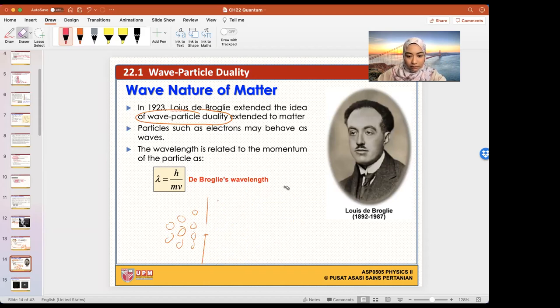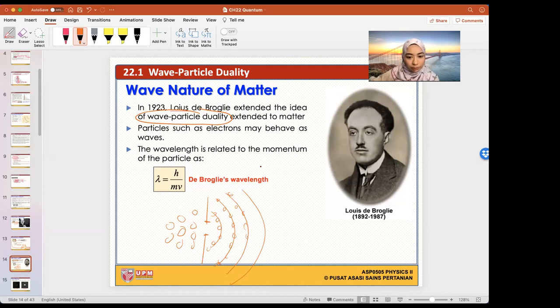Okay, so let me redraw this. So many of them gather together, and then we push them outside through this gap. And then, what do you call this? I think it's called diffraction. I forgot. So it will form in the shape of waves. So within the waves there are the electrons or the particles. Okay, so it behaves like particles and also it behaves like waves.